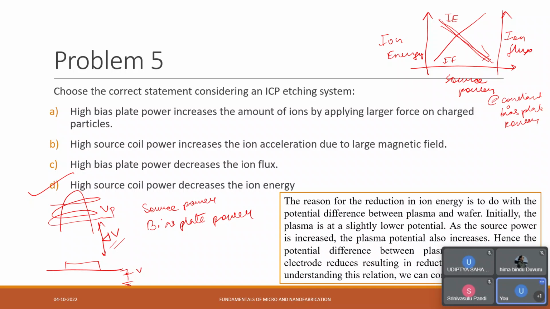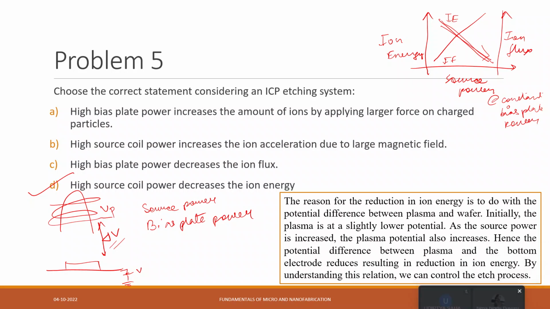So I have also given the answer here. If you have any doubts, you can also refer to the text here, or I'll be uploading the PPT, so essentially you can also go through this. Okay, problem 6. Then we're going to problem 6.